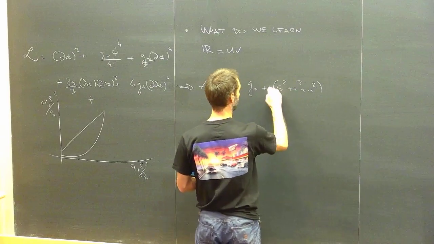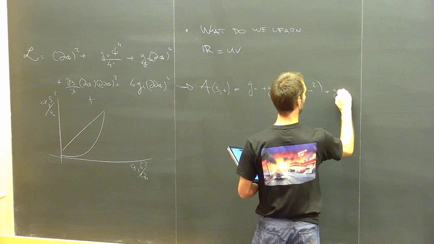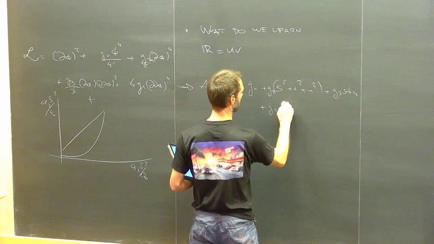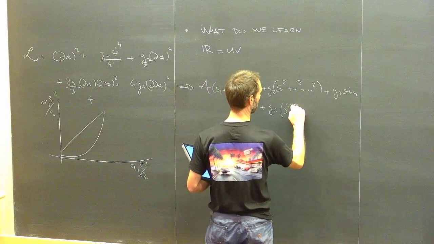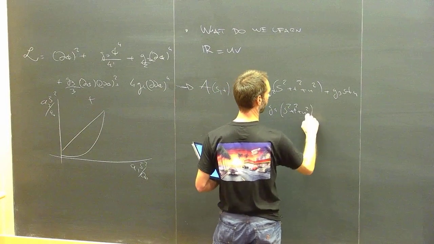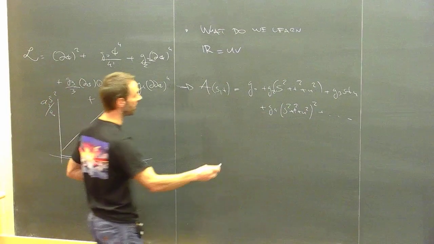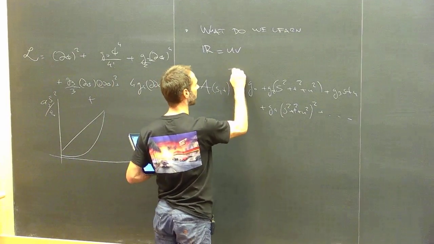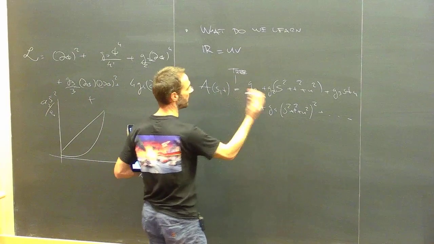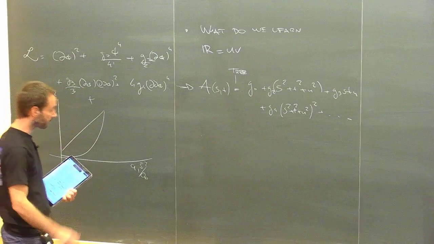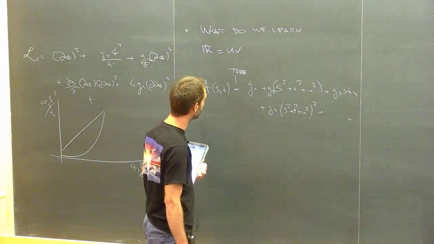And this is already prepackaged with the right coefficients such that the amplitude takes this form, and so on. So from this Lagrangian, you compute it at tree level, and that's what you get. This is where perturbation theory comes in.